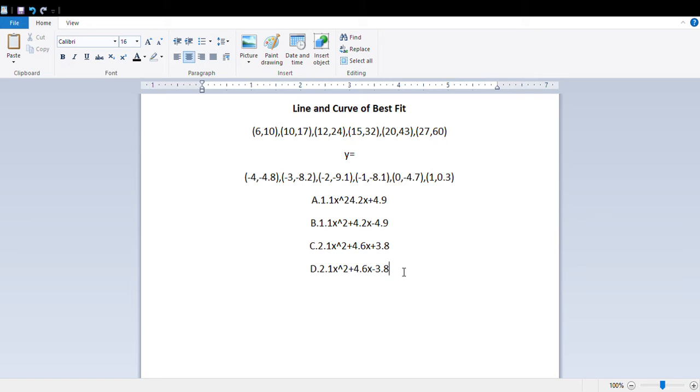So lines are based off linear data and curves are based off quadratic data. So it'll be like a quadratic equation if it was a curve. And yeah, that's just kind of the intro to what we'll be doing.